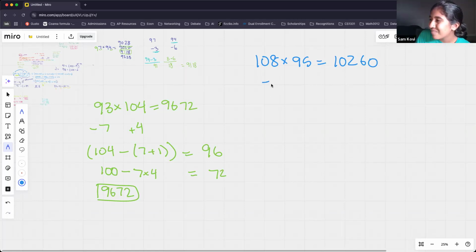8, absolutely correct. And then how far is 95 from 100? 5, good. So what I'm going to do is 108 minus 5 plus 1. Remember, I always add plus 1 to that smaller difference. Well, not the smaller difference, to that negative difference. So plus 1. So what is 108 minus 5 plus 1?